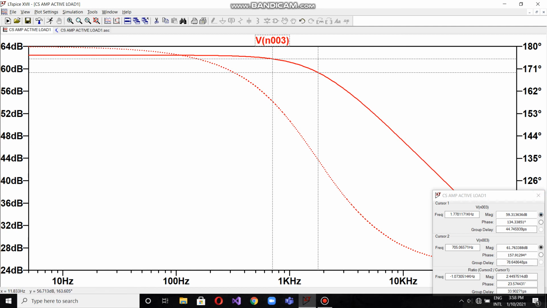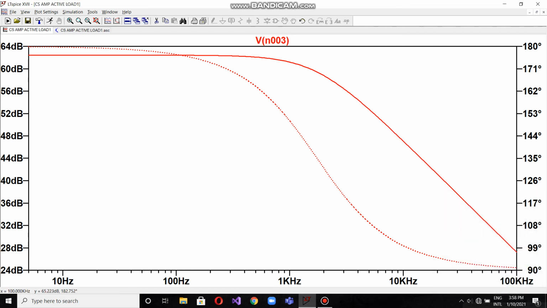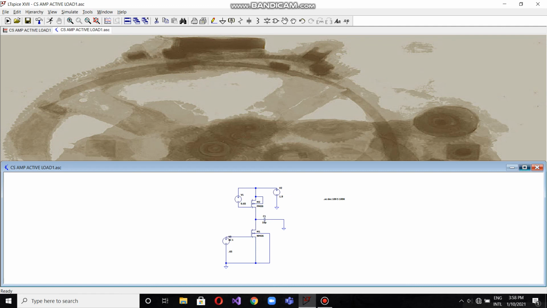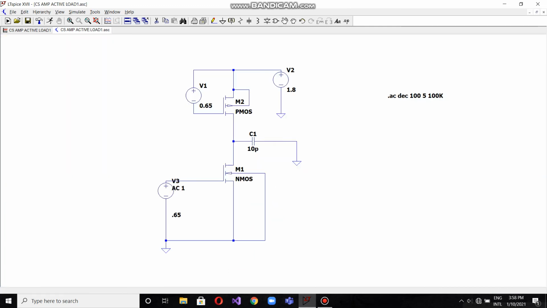Now we can see that in this circuit there is a higher 3 dB cutoff frequency but no lower 3 dB frequency. This is because in the circuit I have taken the output capacitance, but there is no coupling capacitance at the input side. Thank you.